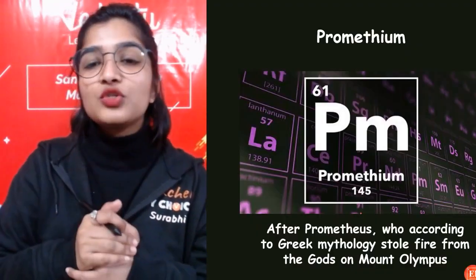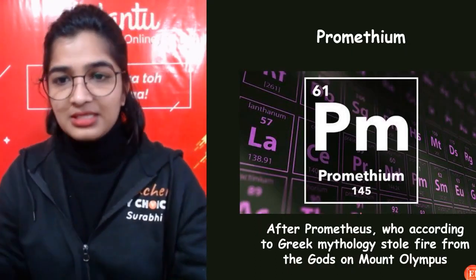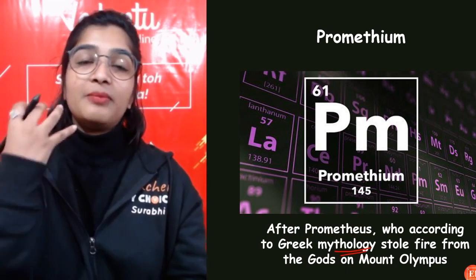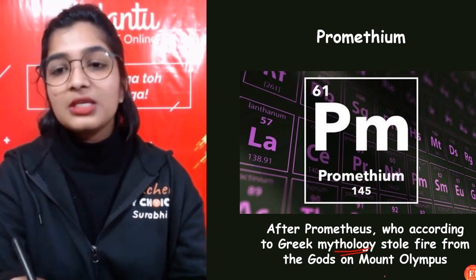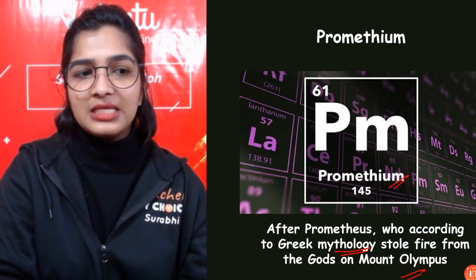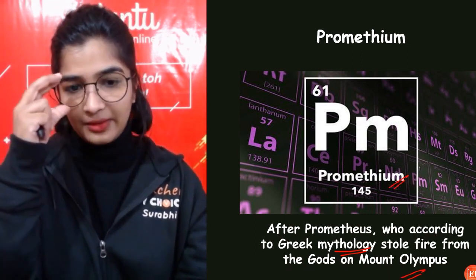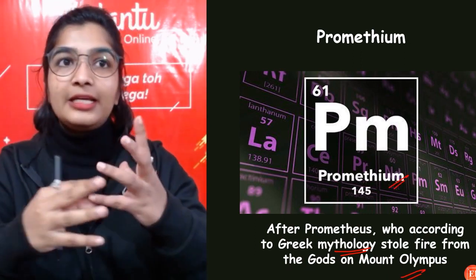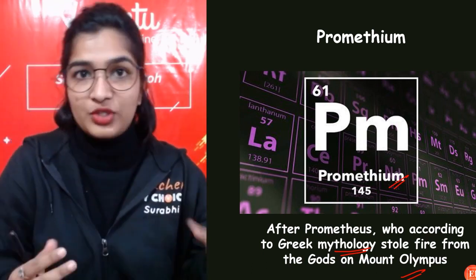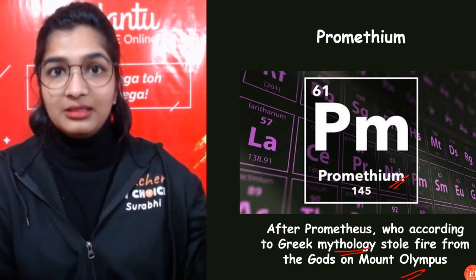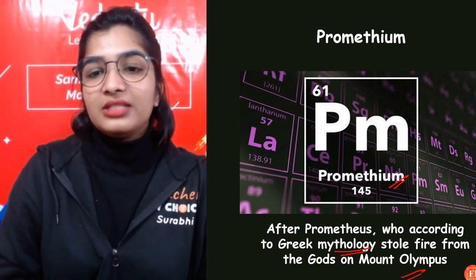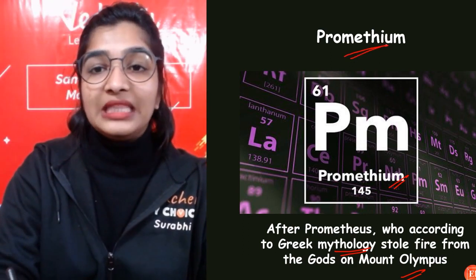Promethium. It is named after Prometheus, who according to Greek mythology stole fire from the gods on Mount Olympus. Promethium is a radioactive element, which is very strong, but it can be misused. It can affect the human intellect too. For that exact reason, it has been called promethium.